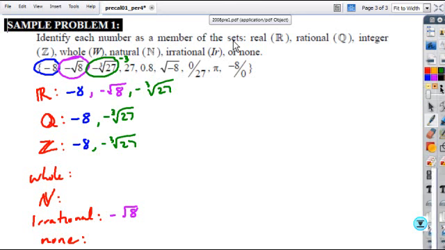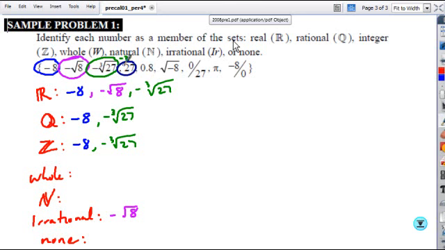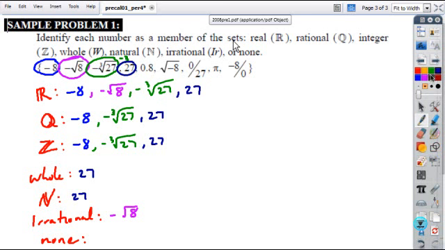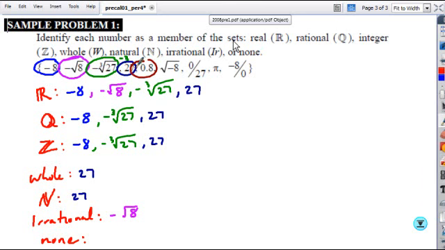All right, if we move on to 27. Okay. What's the most specific category for 27? It is a natural number, therefore it's also whole, an integer, a rational number, and a real number. Okay. If we move on to 0.8. 0.8 is a terminating decimal, so its most specific category would be rational, which means it's also going to be a real number.